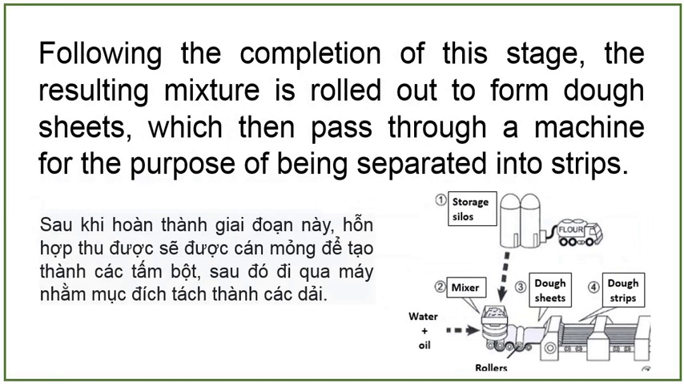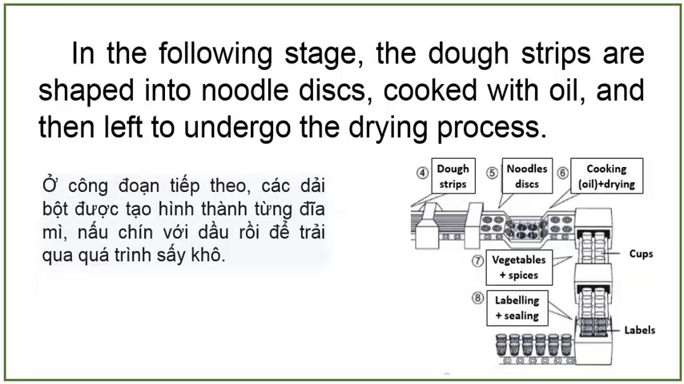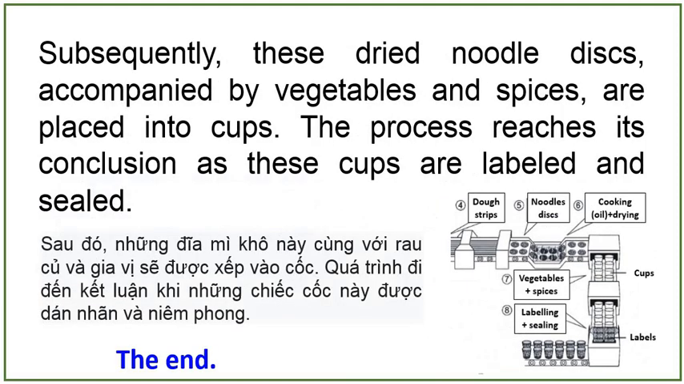Following the completion of this stage, the resulting mixture is rolled out to form dough sheets, which then pass through a machine for the purpose of being separated into strips. In the following stage, the dough strips are shaped into noodle discs, cooked with oil, and then left to undergo the drying process. Subsequently, these dried noodle discs, accompanied by vegetables and spices, are placed into cups. The process reaches its conclusion as these cups are labeled and sealed.